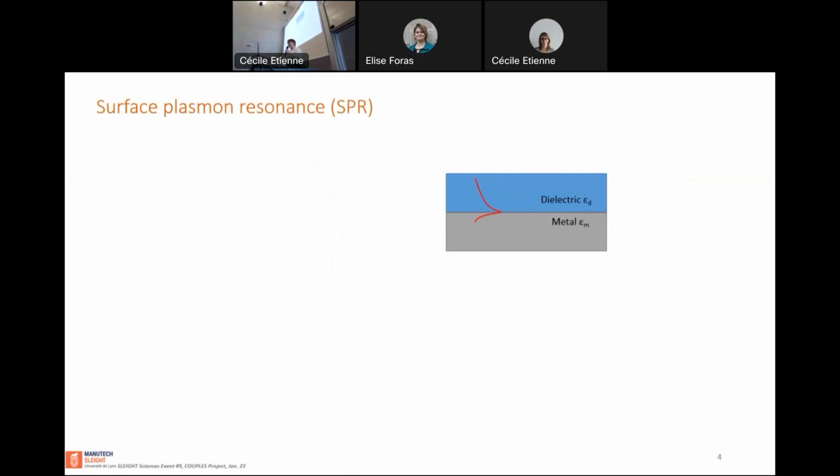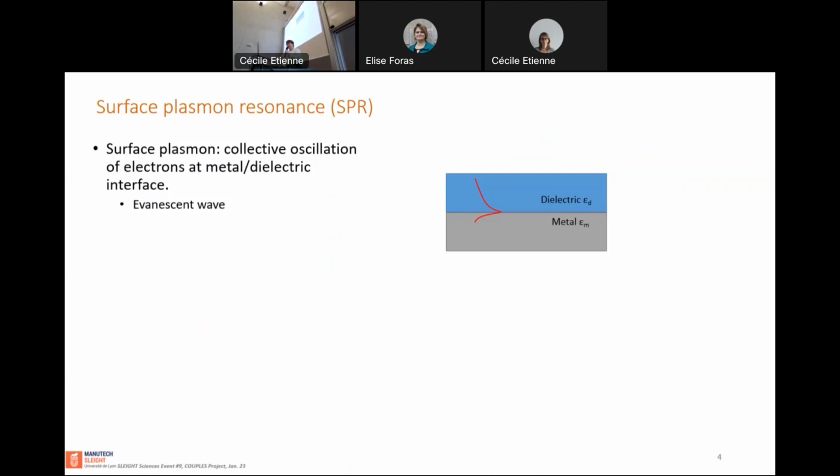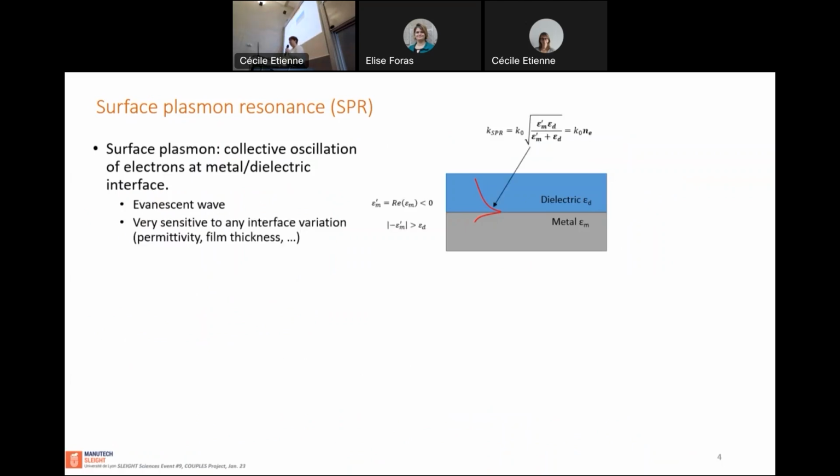So, what's surface plasmon resonance? It's described as a collective oscillation of the electrons at the metal and dielectric interface. It can be seen as an evanescent wave that propagates at the metal and dielectric interface and is very sensitive to any interface variations, such as a modification of the dielectric permittivity or the film thickness.